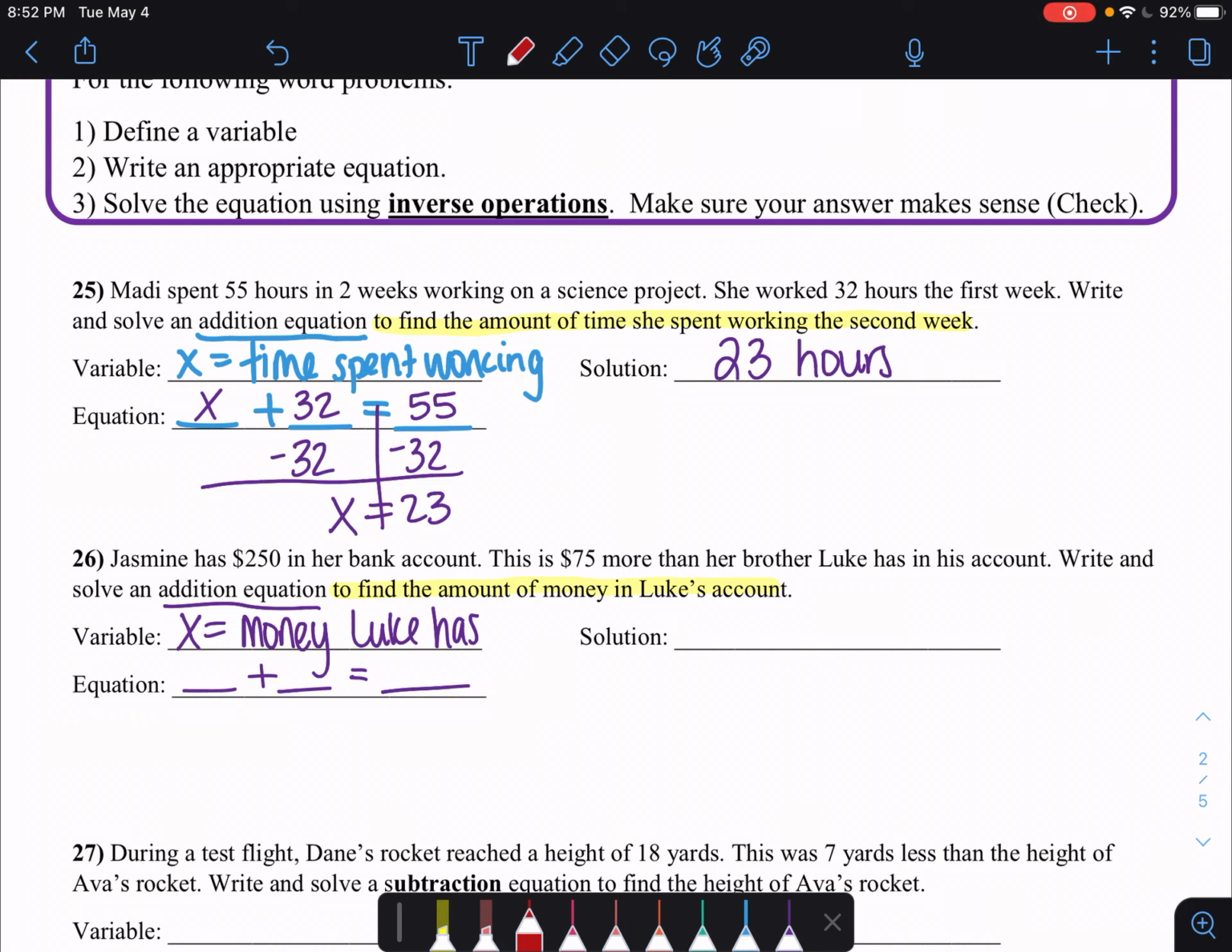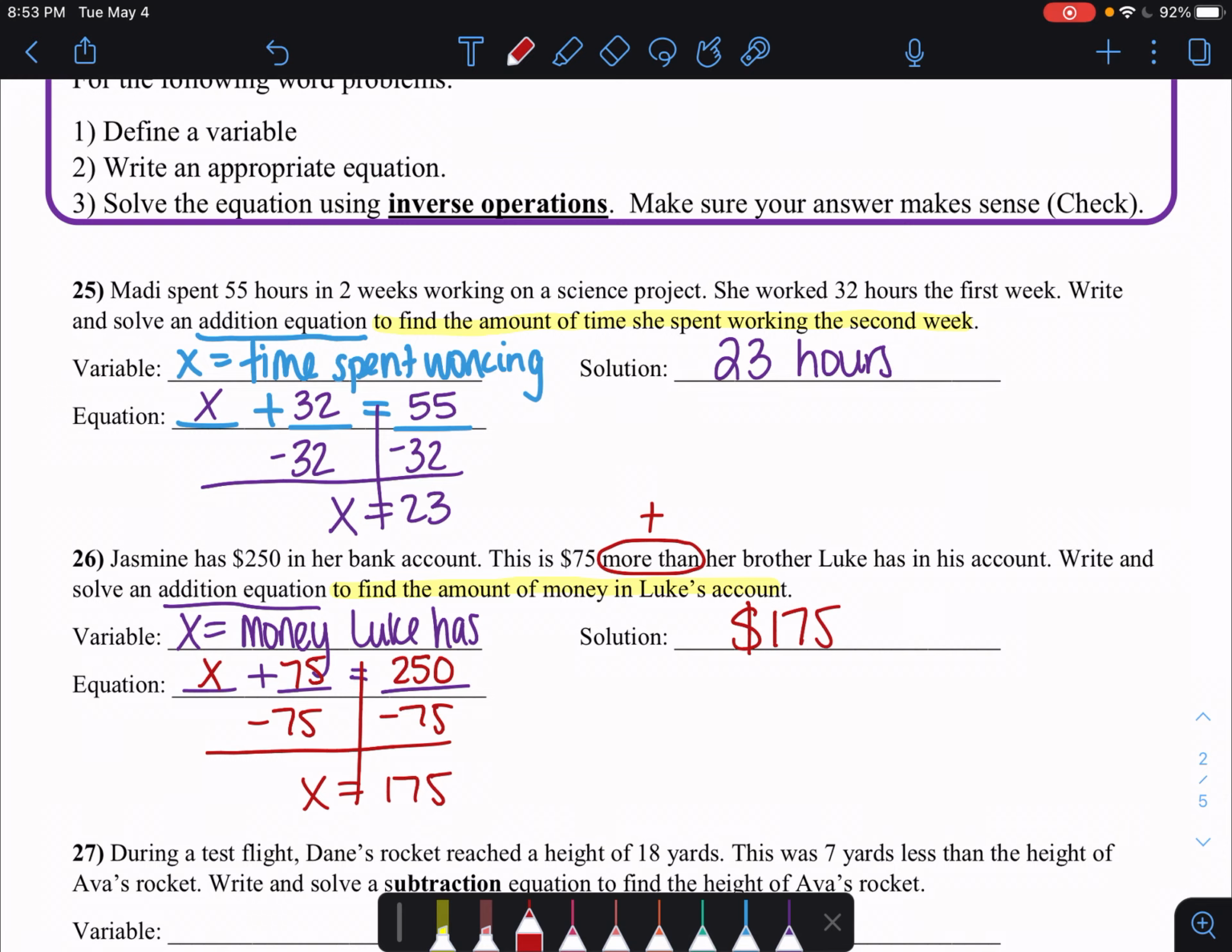This says Jasmine has $250 in her bank account. That is the total amount of money that she has. And then when it says this is $75 more than, that's your plus sign. So we're adding $75 to what her brother has. So to solve this, I'm going to subtract 75 from both sides. So X equals 175. And my solution is going to be $175.